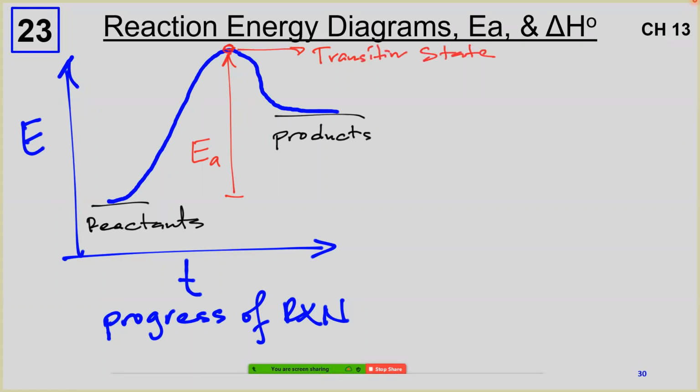And again, the transition state is basically the state of the chemical reaction in which you have a hybrid structure containing partially broken bonds and partially formed bonds. And then the delta H here is the net energy change between the products and reactants. So it's essentially the difference in the energy between the products and the reactants. So this is what they call delta H, the net energy change.